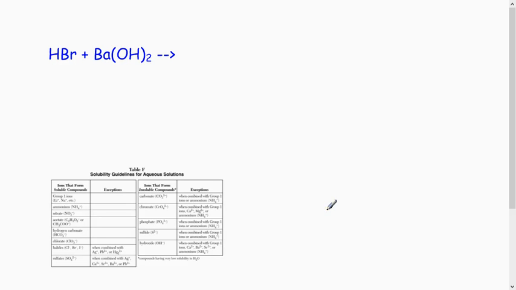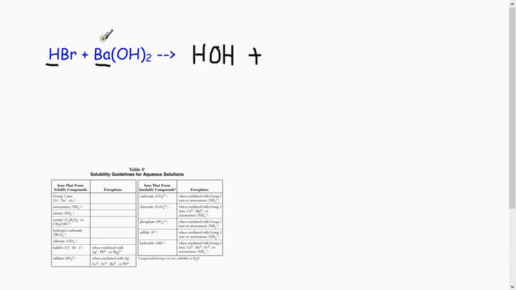Okay, here we have HBr plus Ba(OH)2. Hydrogen and barium are my positive charges, so they're going to switch places. H forms a +1 charge. It's going to combine with the OH, which forms a -1 charge. So HOH, hydrogen is +1, OH is -1, so just plain HOH, which we can also write as H2O. It's your choice which way you write that.